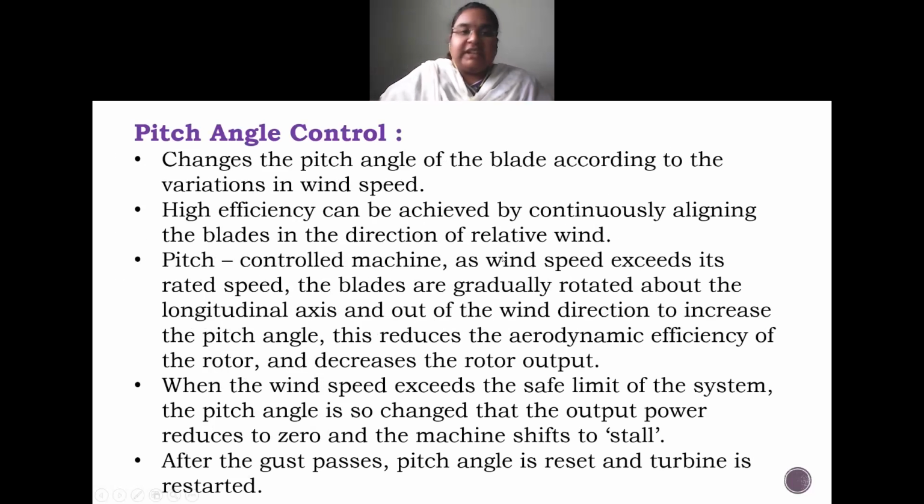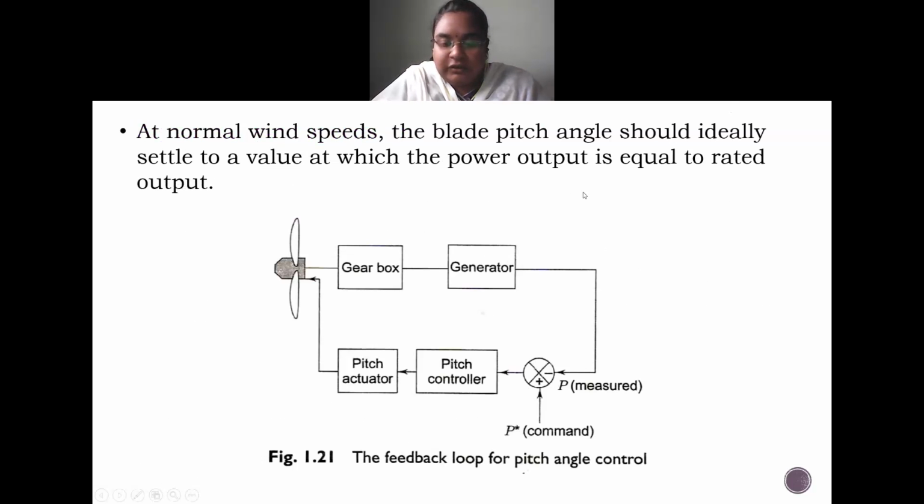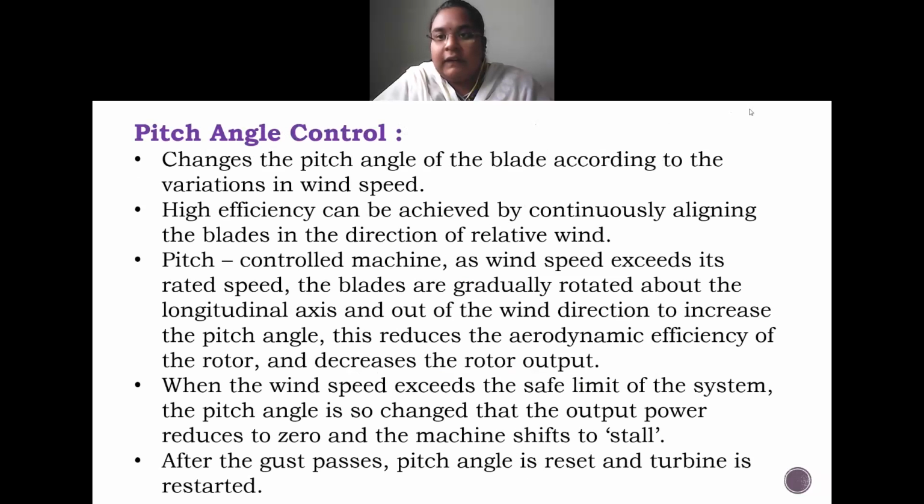So the first one is the pitch angle control. Okay, what does this pitch angle control do? That is what we are going to see. It changes the pitch angle of the blade according to the variations in the wind speed. So it will be monitoring the wind speed continuously and then changing the pitch angle of the blade accordingly.